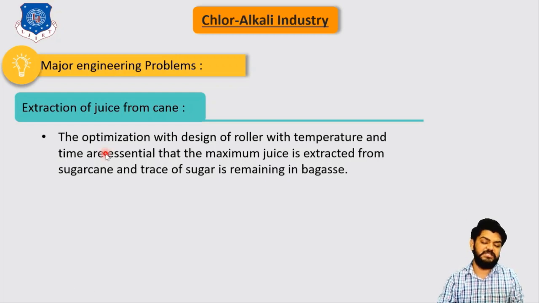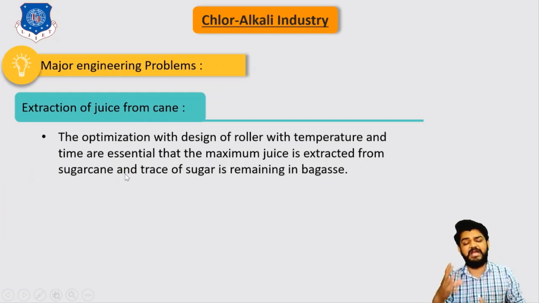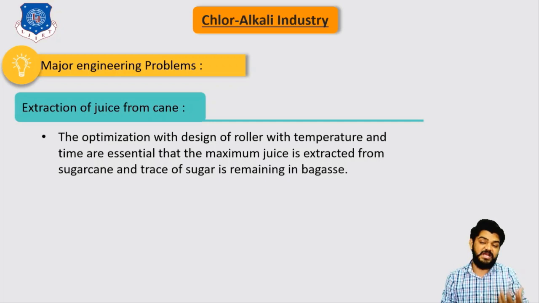So the optimization of the roller design with the temperature and time is essential. The temperature and the time required for the crushing, or we can say rolling, to extract our sugarcane juice need to be well defined and optimized in order to maintain the operating cost and the production. And the removal of the traces of bagasse is again a very crucial parameter in the juice extraction step of the sugar production.